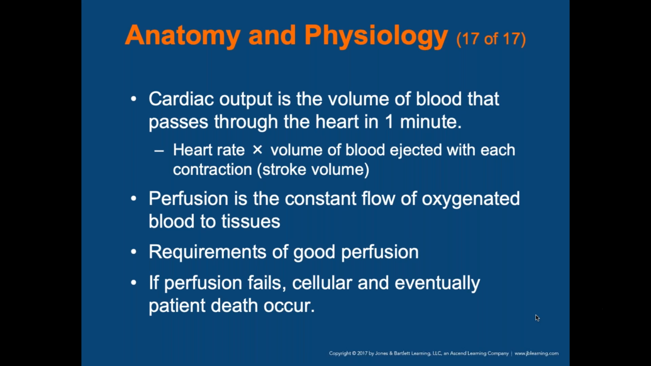Perfusion describes the constant flow of oxygenated blood to the tissues. So good perfusion requires the following: a well-functioning heart, appropriate heart rate which allows proper volume of blood to be circulated, an adequate volume of fluid or blood. Reduced volume through hemorrhage limits the amount of tissue that can be perfused. That's when we start going into shock.